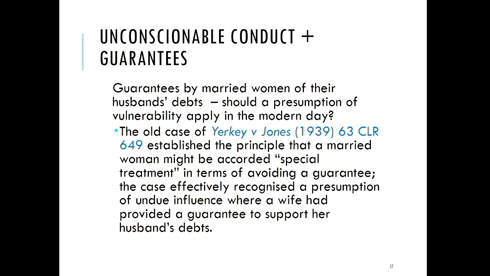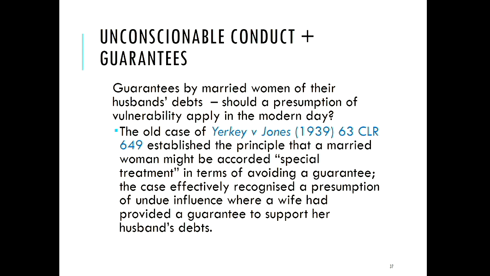Okay, now there used to be some presumptions about guarantees when it came to women, when it came to wives who offered guarantees for their husbands' businesses. And this originated initially in, well, probably the most significant Australian case, although it had been a presumption that had been around for a very long time, was in the Yerke and Jones case. So the principle in the Yerke and Jones case was that a married woman might be given special treatment in terms of avoiding the guarantee.